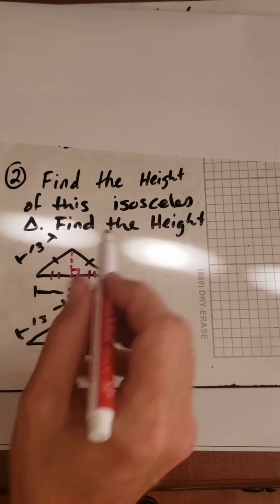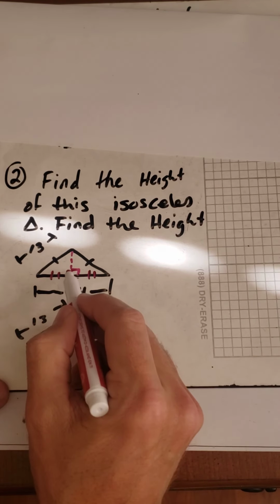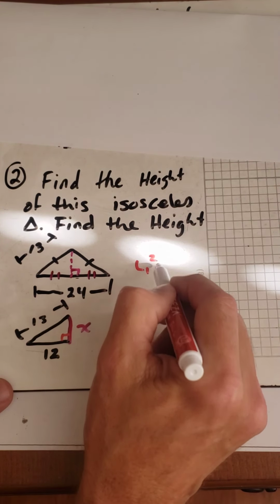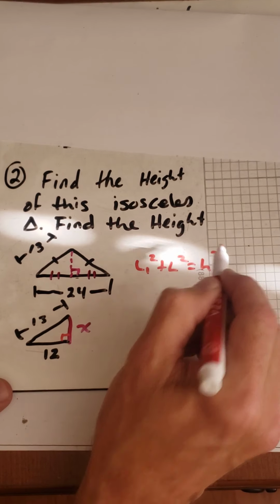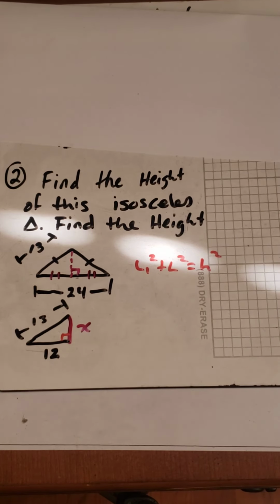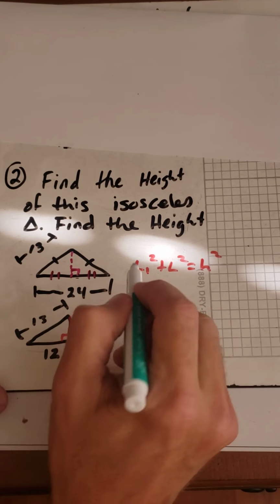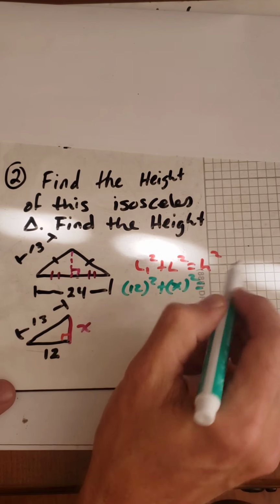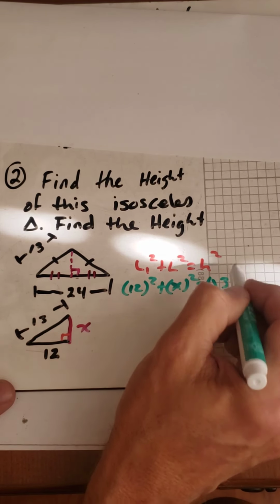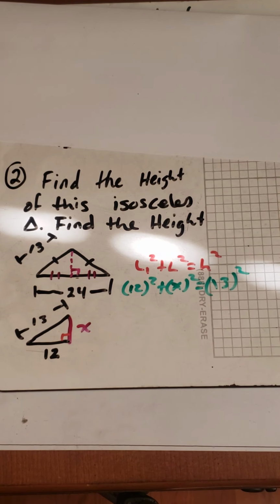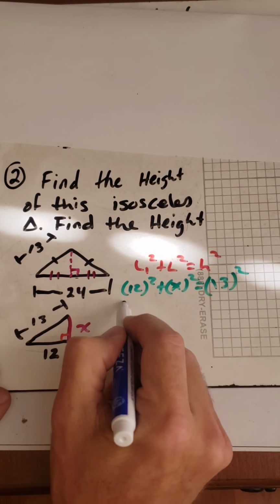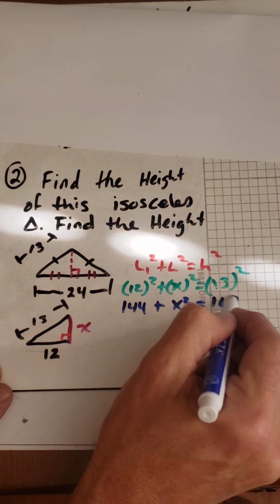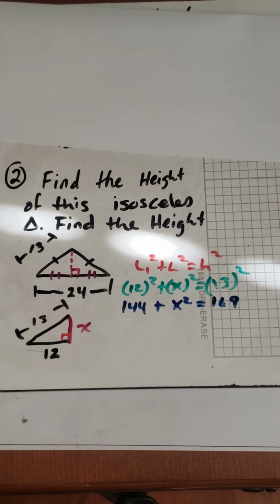So that means I now know that this is a right angle, right? Because I dropped it straight down to make sure it was a right angle. And so now I can go L1 squared plus L2 squared equals hypotenuse squared. And L1 is 12 squared. L2 we don't know, so that's x squared. And hypotenuse is 13 squared. So then I'm going to multiply that and I get 144 plus x squared equals 169, I believe.